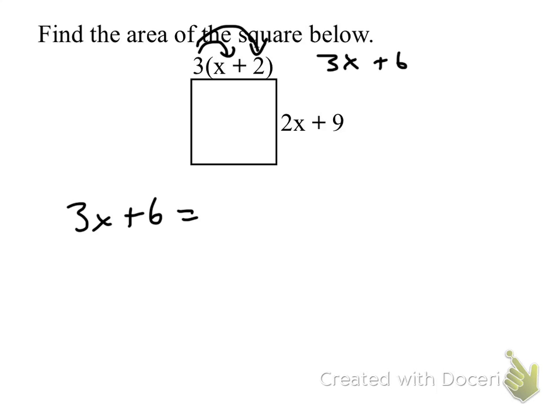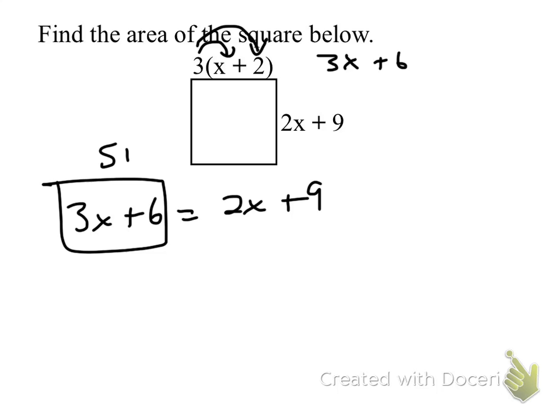And then you put 2x plus 9. Why? Because it's a square and all 4 sides are equal. Beautiful. Because it's a square and all 4 sides are equal, can't we make that statement of equality? Side 1 is equal to side 2. Right? So now we need to find the measure of a side.